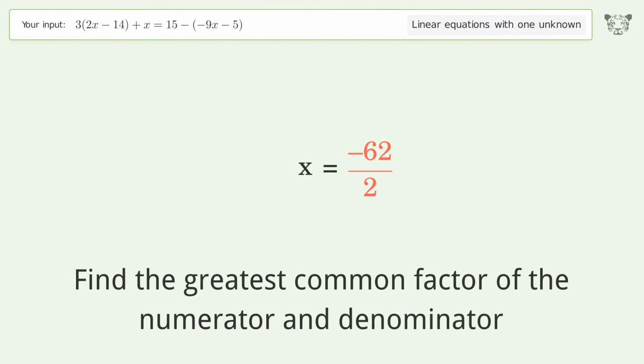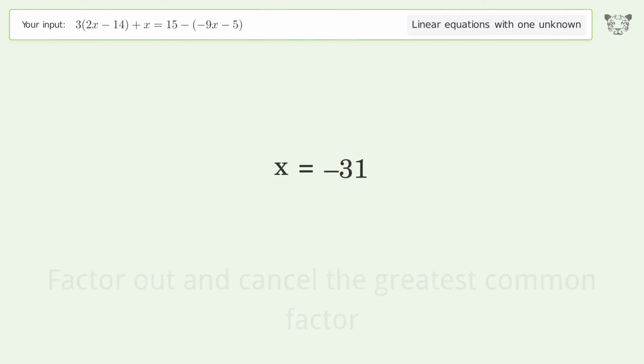Find the greatest common factor of the numerator and denominator. Factor out and cancel the greatest common factor. And so the final result is x equals -31.